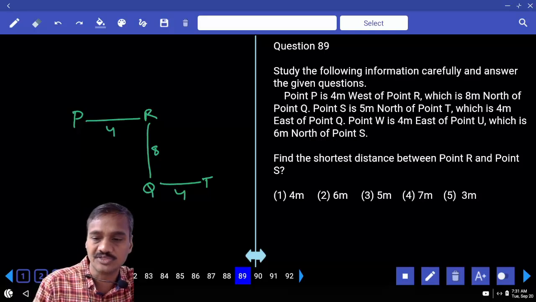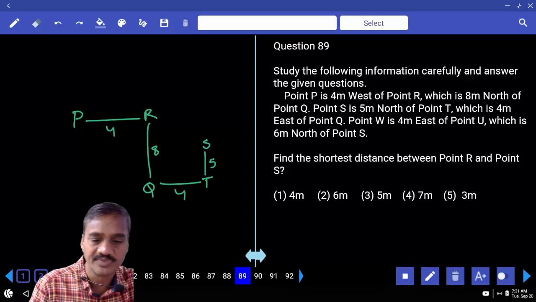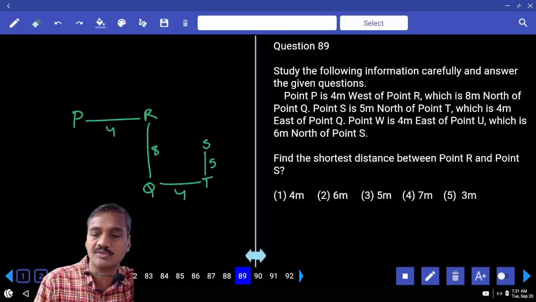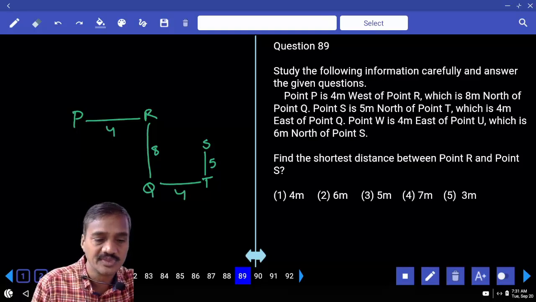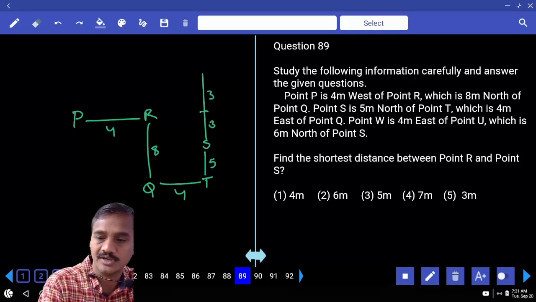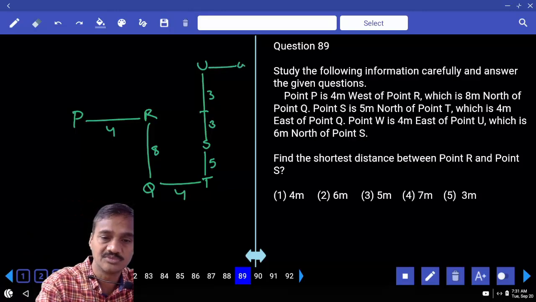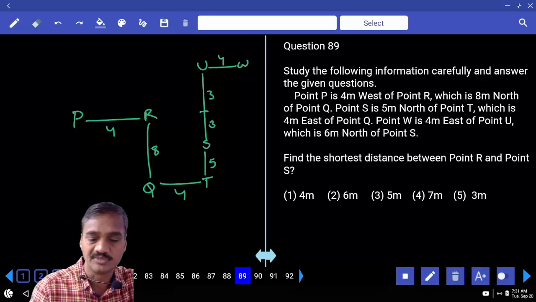And S is 5 meters to the north of T. S is here, which is 5 meters to the north of T. T is 4 meters to the east of Q. W is 4 meters to the east of U, and U is 6 meters to the north of S. From here 6 meters. Now out of this 8, 3 and 3, 6 meters. And U, which is 6 meters to the north of S, U is here. And W is 4 meters to the east of U. Now this is W and the distance is 4 meters.